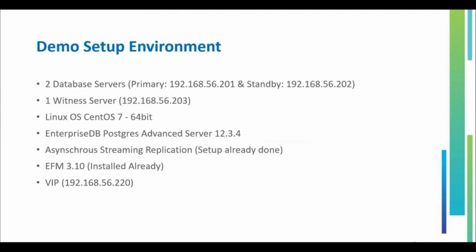In this session, I will use two database servers and one witness server. All three servers have CentOS 64-bit Linux operating system. I have already installed EnterpriseDB Postgres Advanced Server 12.3.4, and EFM 3.10 is also already installed. Asynchronous streaming replication is also configured and working fine. I will also use a virtual IP address, and all the IP addresses are already mentioned on the screen.